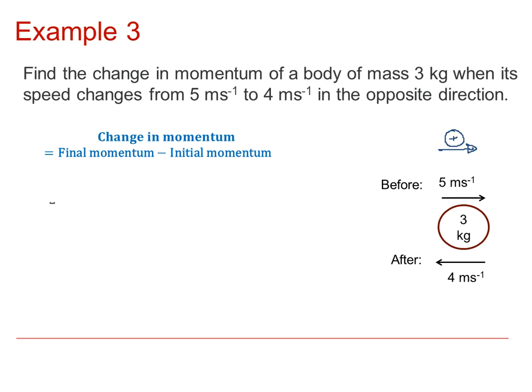But the final momentum will be a mass of 3 multiplied by velocity of negative 4, and then we're subtracting from that mass 3 multiplied by velocity 5. So negative 12 minus 15 gives us negative 27 Newton second. So this time, again, a change of 27 Newton seconds, but because of the negative, this is a change in the opposite direction to the initial motion.